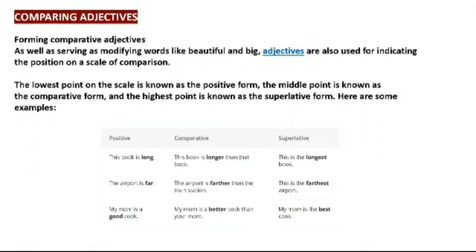Here are some examples. First, positive. This book is long. The airport is far. My mom is a good cook. Now the examples of comparative. This book is longer than that book. The airport is farther than the train station. My mom is a better cook than your mom. Third, superlative. This is the longest book. This is the fastest airport. My mom is the best cook.